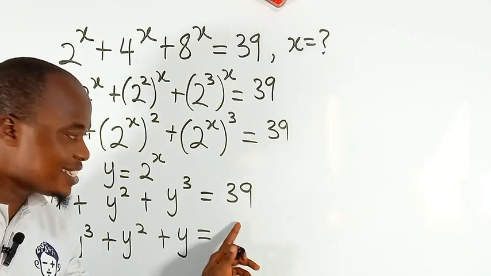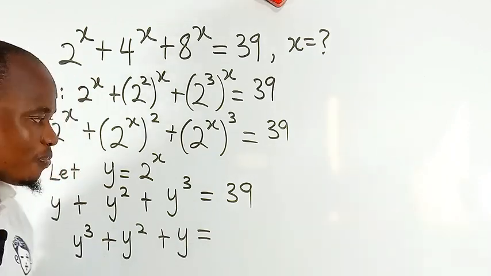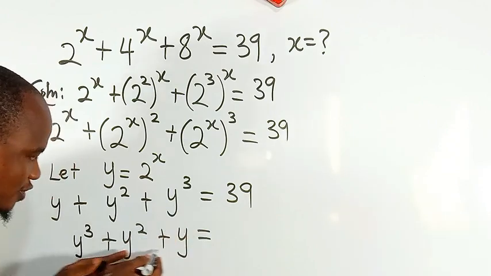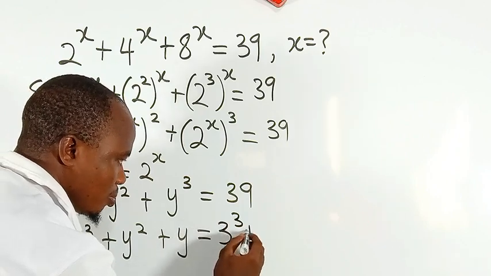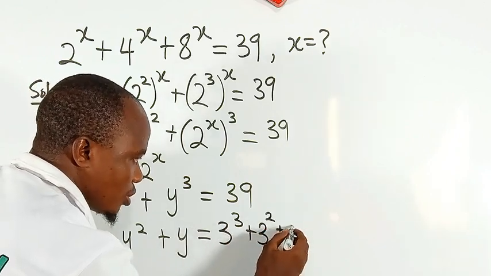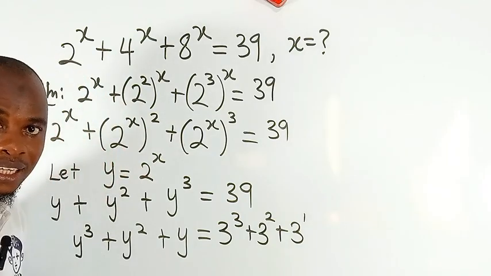Now, I want to write this 39 in another form. I want to write this 39 in this form like this. So you see that I can have this to be 3 to the power of 3 plus 3 to the power of 2, then plus 3 to the power of 1, which is the same as 3.